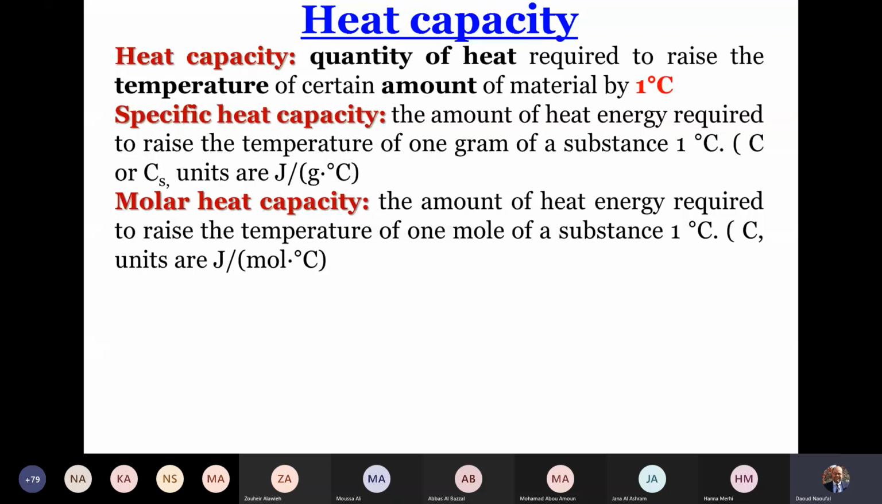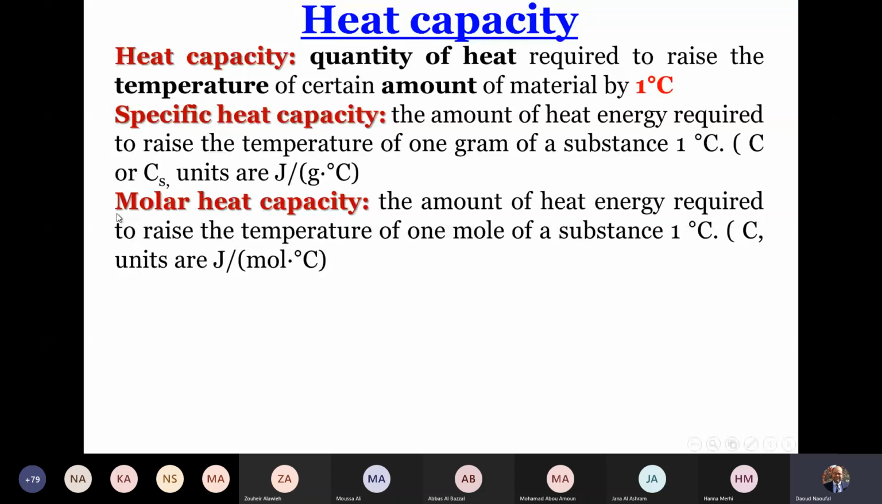The heat capacity and the specific heat capacity are related. Heat capacity is equal to the mass, or amount of the material, times the specific heat capacity. And if the heat capacity is defined according to the number of moles, we can say that the heat capacity with respect to moles is equal to the number of moles times the molar heat capacity.